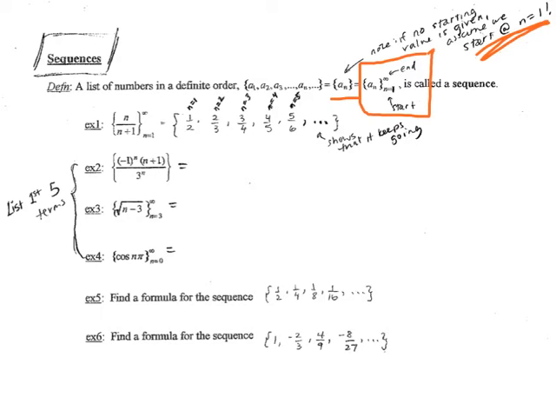All right, for examples 2, 3, and 4, I just want you to list the first 5 terms of those sequences. Pause and come back to me.